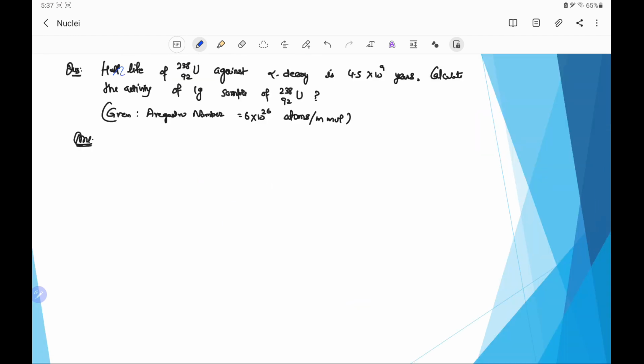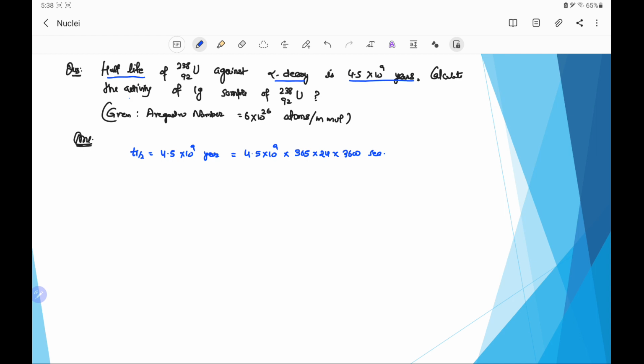Next question is, half-life of uranium against alpha decay is 4.5 into 10 raised to the power 9 years. So T1 by 2, that is the half-life of the uranium, is 4.5 into 10 raised to the power 9 years. To convert this years into seconds, we will have to multiply with 1 year has 365 days, 1 day has 24 hours, and 1 hour has 3600 seconds. So this much of seconds will be the half-life of the uranium nucleus.